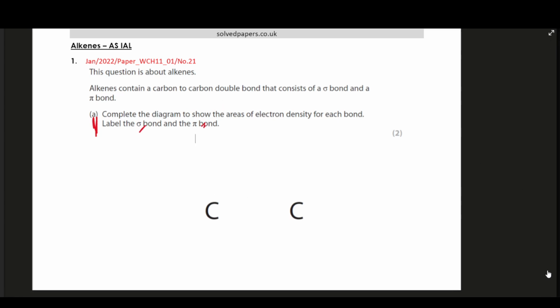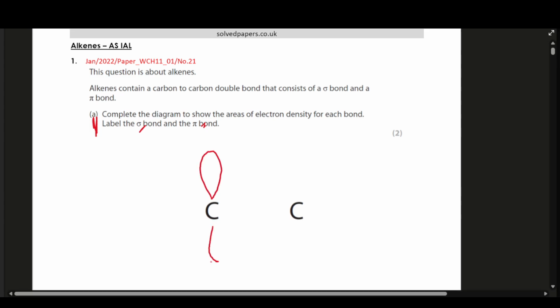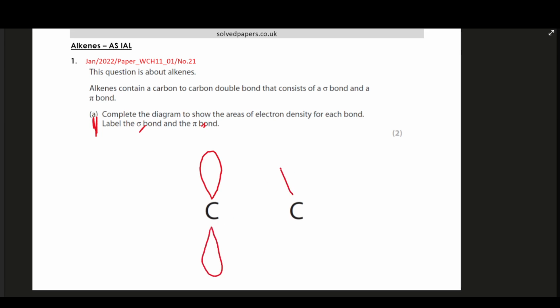We know how a sigma bond and a pi bond are produced. Well, a pi bond is produced due to what? The sideways overlap of p orbitals, isn't it? Do we know this? Please respond. Sylvia, do you know this?